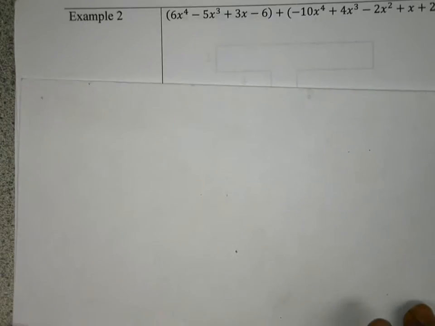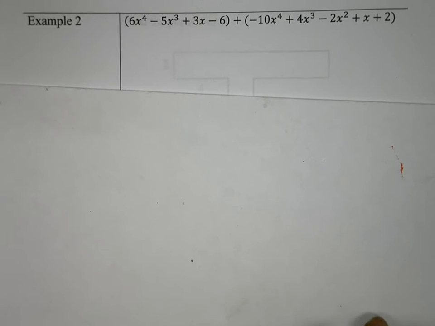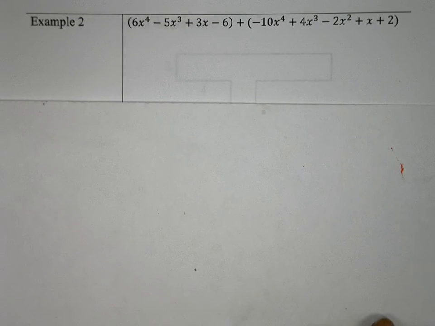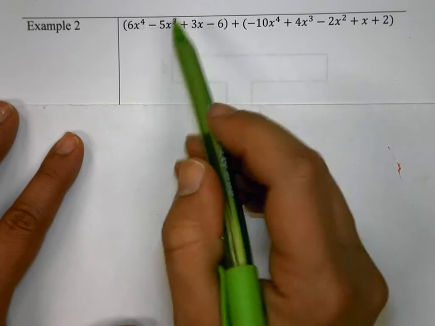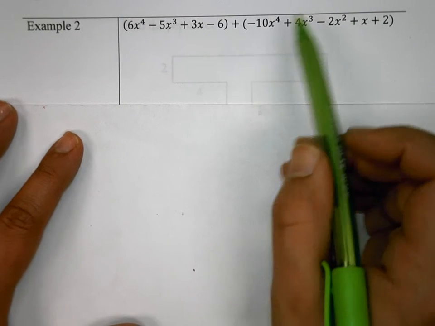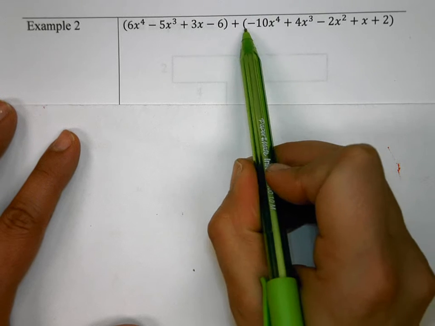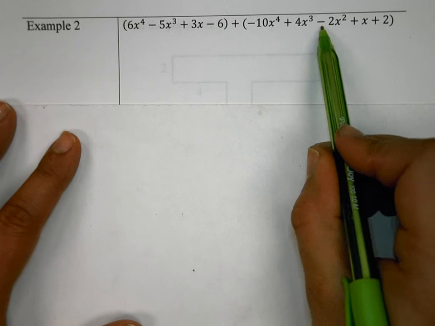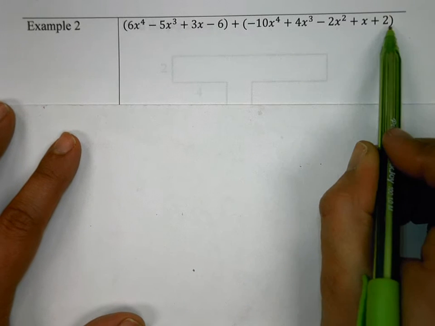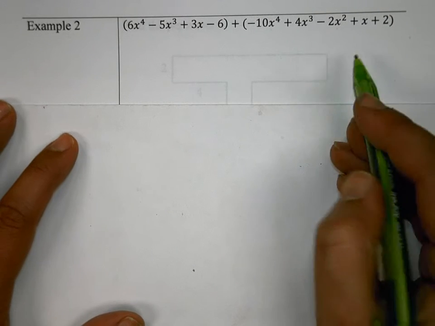Example 2. So example 2, I have a little bit longer polynomials, but I'm still adding them. I have 6x to the 4th minus 5x to the 3rd plus 3x minus 6. All of that plus negative 10x to the 4th plus 4x to the 3rd minus 2x squared plus x plus 2. That's a lot to be adding, but I think we can do it.